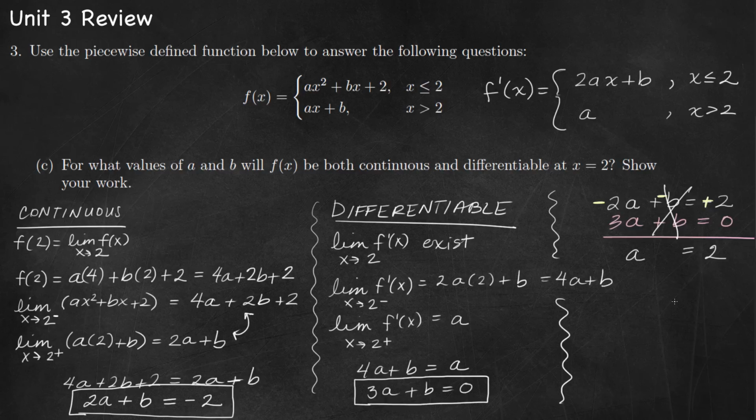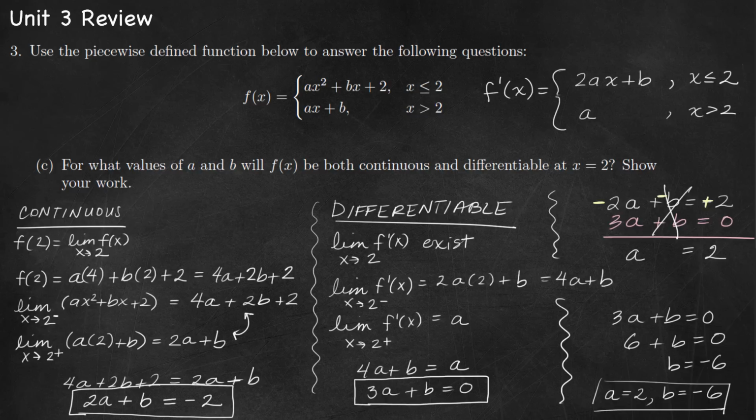And if a equals 2, I can substitute that value into either one of the original equations in my system. I'm going to use the one that says 3a plus b equals 0, and substitute 2 in for a. That gives me 6 plus b equals 0, or b equals negative 6. So my final solution is a equals 2 and b equals negative 6. Those are the values that will make f of x both continuous and differentiable at x equals 2.